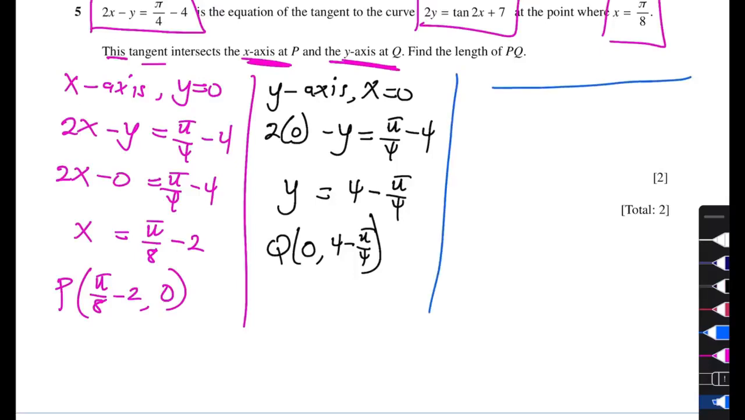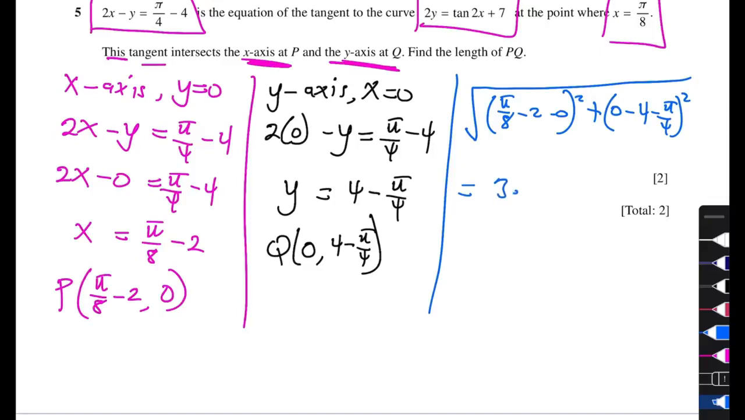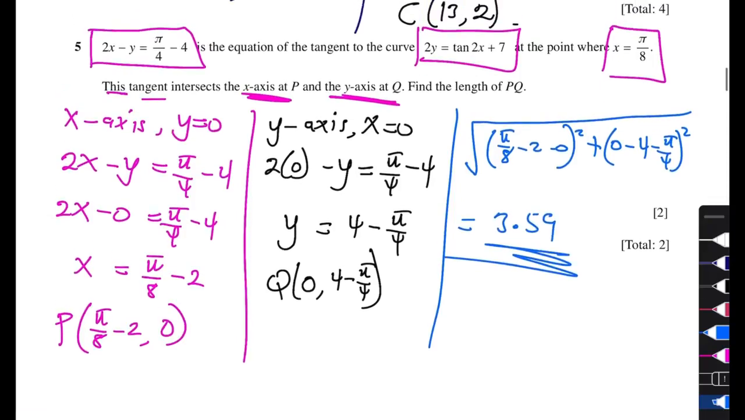All right, so the next thing that you want to do is to find the length of it. So you know the formula would be the difference in the x component, that will be pi over 8 minus 2 minus 0, all squared, plus the difference between the y component, and that will be 0 minus 4 minus pi on 4, all squared, okay? And now if you put this in the calculator, you should get 3.59, all right? And that is the distance between these two.